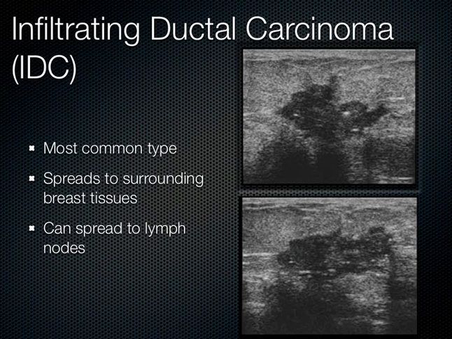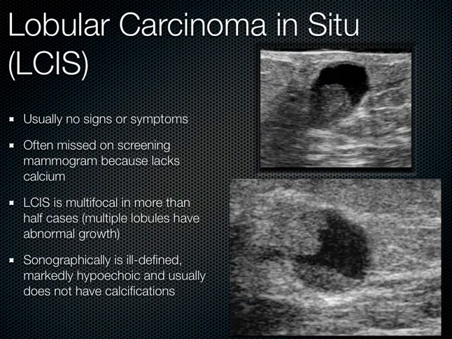Now, infiltrating ductal carcinoma is when it infiltrates and therefore spreads to the surrounding breast tissues, and can even spread down into the lymph nodes. It has irregular borders like this, and this is how it appears. Still, it's ductal.